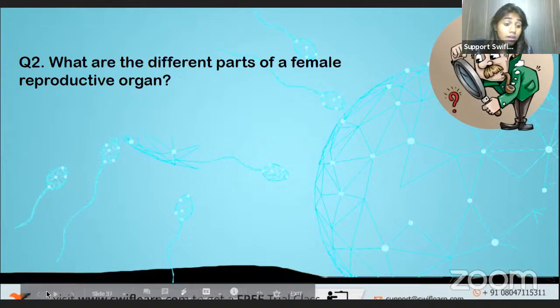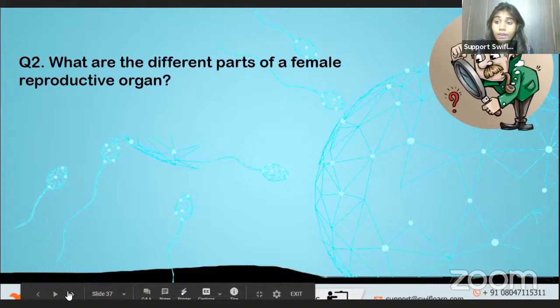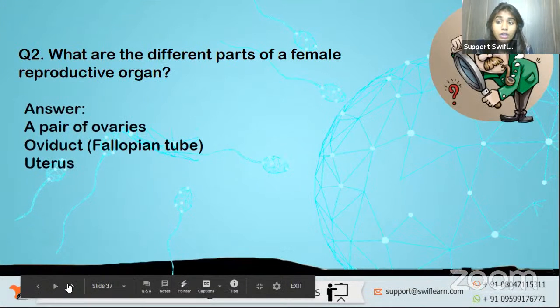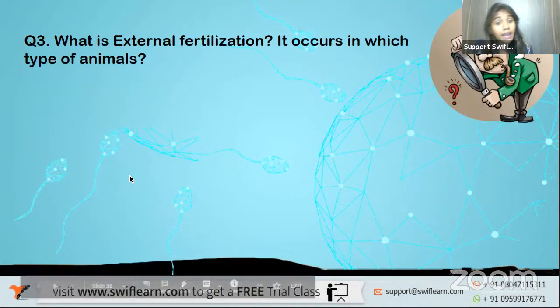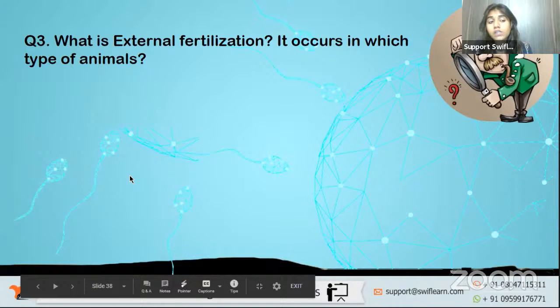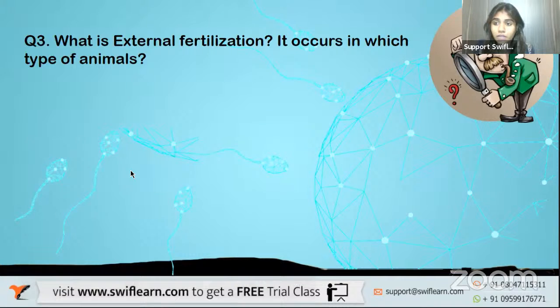Also do learn to draw it. For your exam, you can be asked to draw the female and the male reproductive organ, so make sure that you learn to draw and label the male and female reproductive organ in humans.